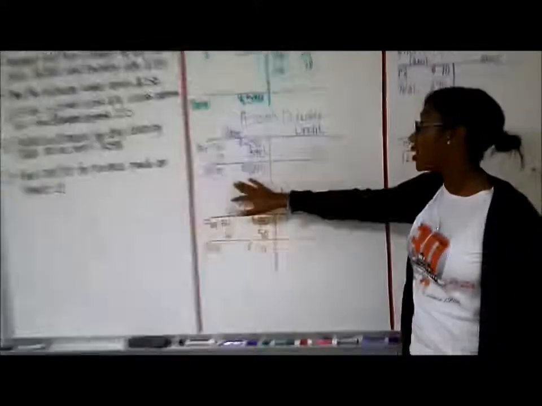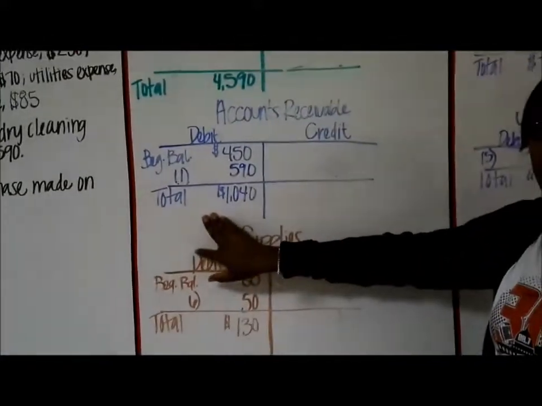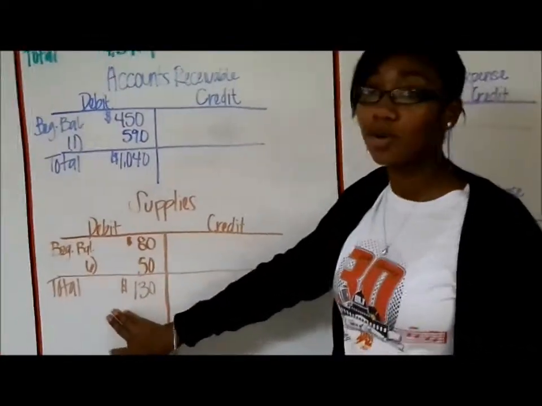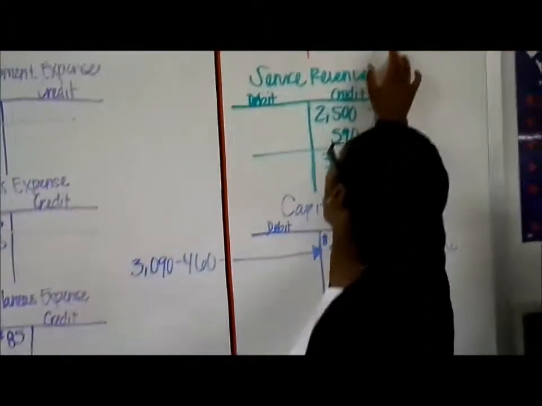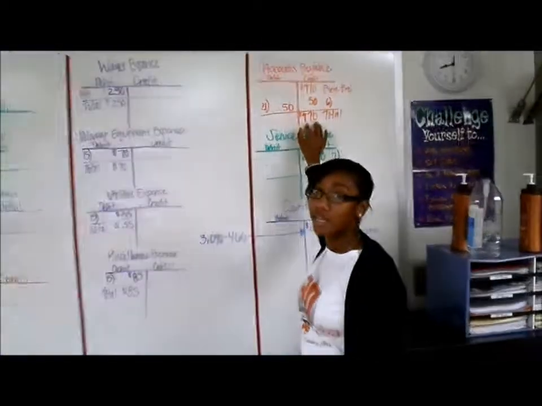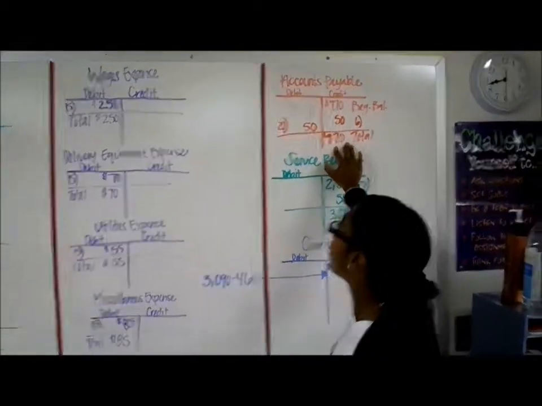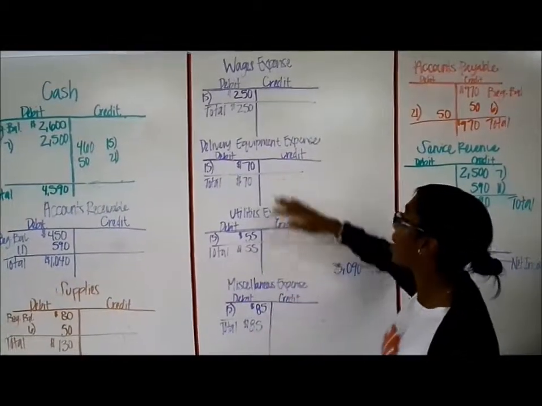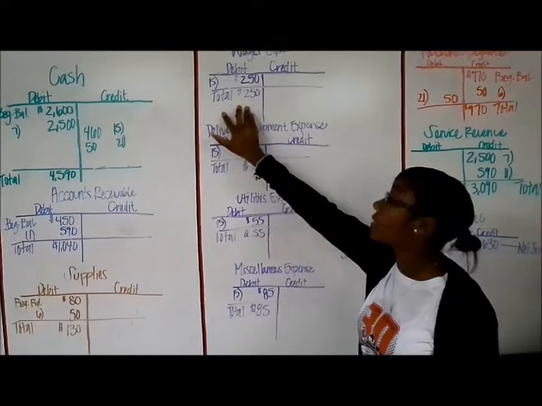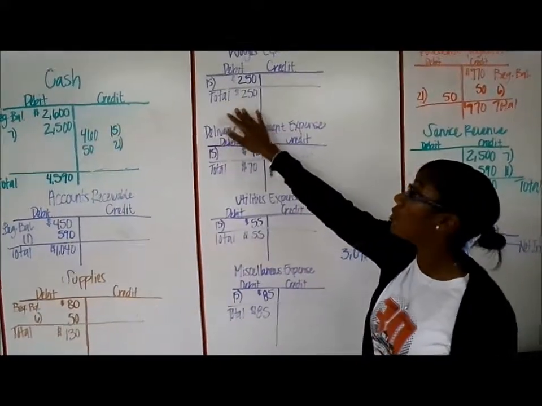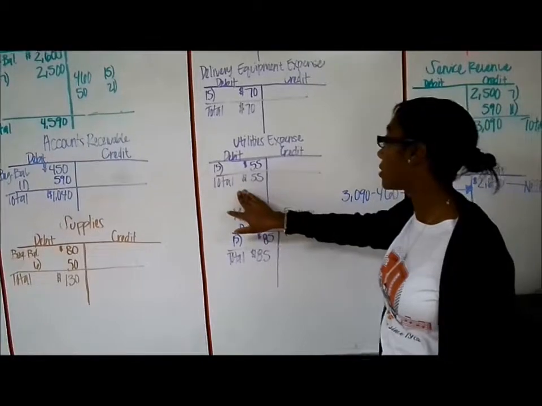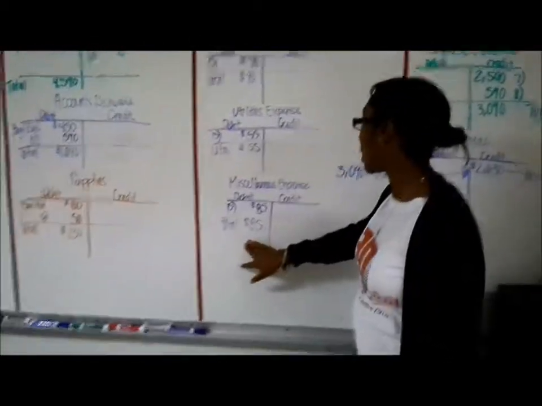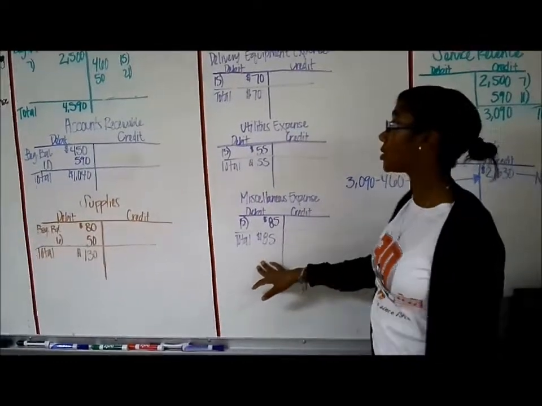So for accounts receivable, you get a total of $1,040. And then for supplies, you get a total of $130. Okay, and then for accounts payable, you get a total of $970 on the credit side of the T account because it is a liability. And then for all your expense accounts, each total would be on the debit side of your T account. For wages, you get a total of $250. Delivery equipment expense, a total of $70. Utilities expense, you get a total of $55. And miscellaneous expense, you get a total of $85.